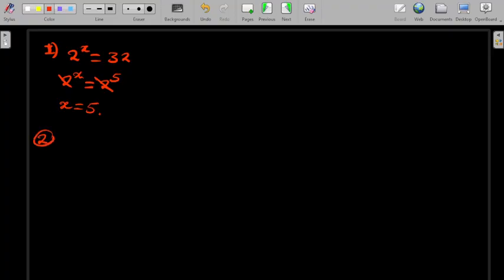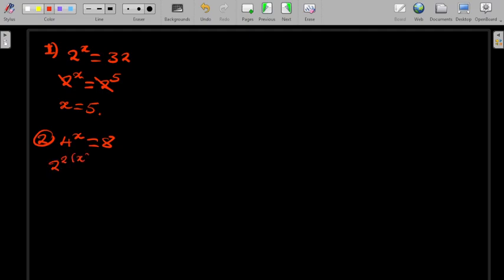Then number 2, let's say we have 4 to the power x, which is equal to 8. Given this equation, how do we solve for x? First, you look at the bases. Since the variable is the power, we need to make the bases the same. The smallest base that we have is 4, but we can't change 8 to have the base 4 with some power so that it gives 8. It's impossible. So we'll just change this 4. This 4 can be written as 2 to the power 2.